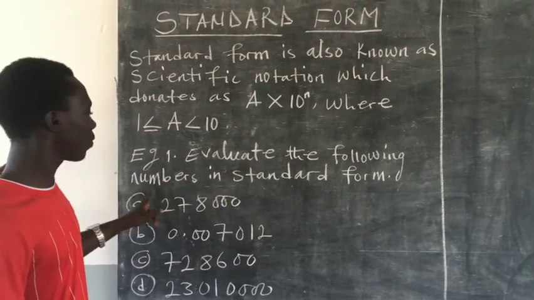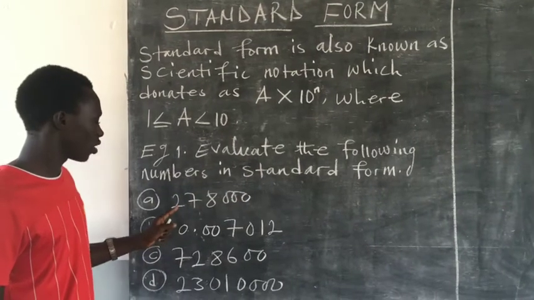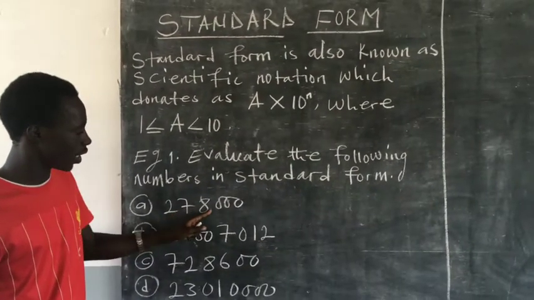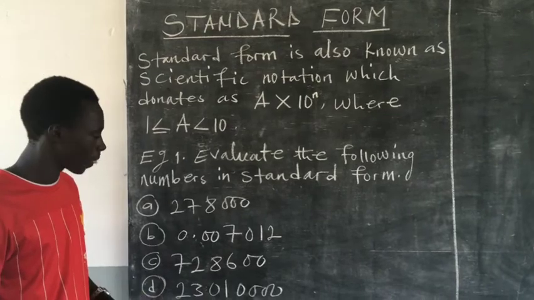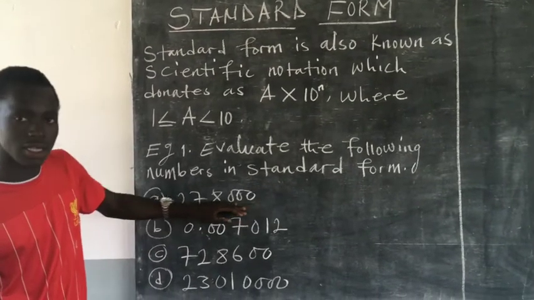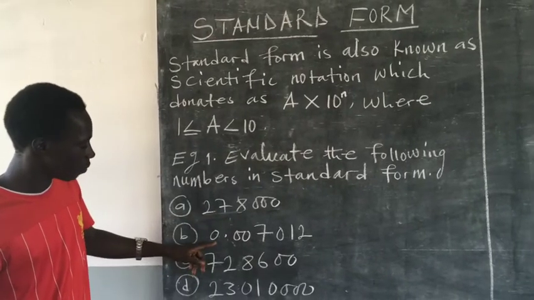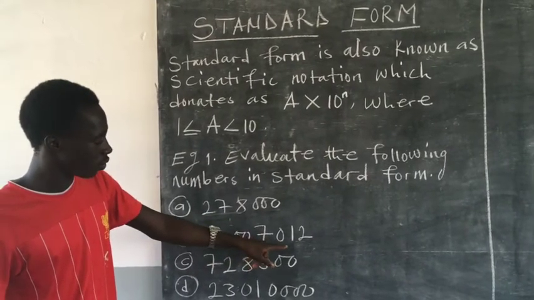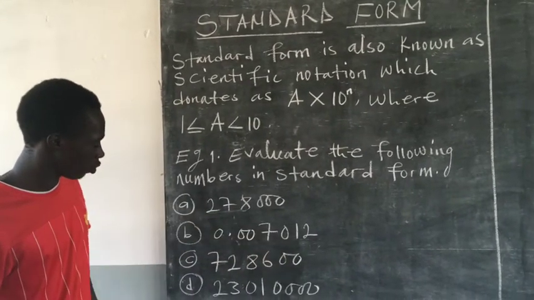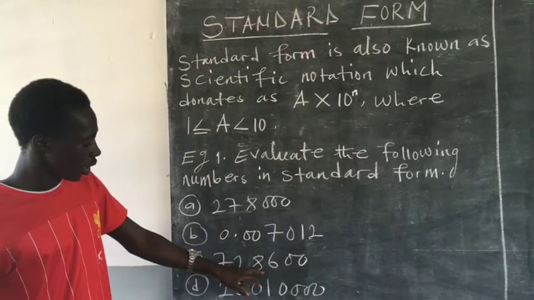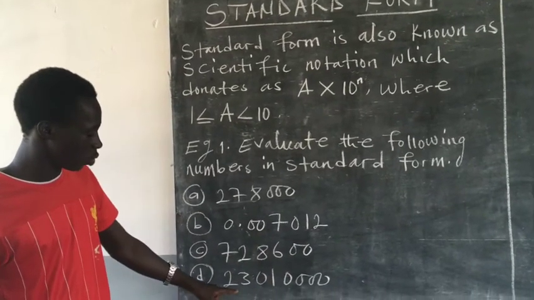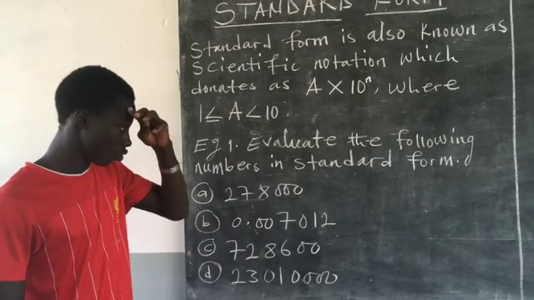Now, example 1. Evaluate the following numbers in standard form. That is 278,000 to standard form. Look at these numbers, they are not in standard form yet. Now they ask you to evaluate them to what? In standard form. 0.007012 to standard form, and 728,600 and 23,010,000 to standard form.